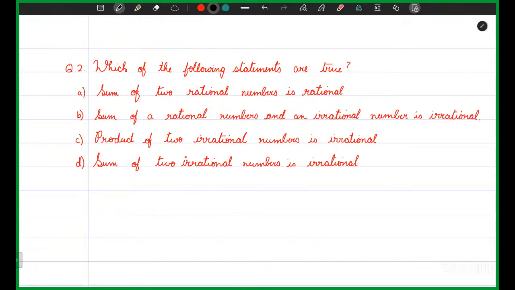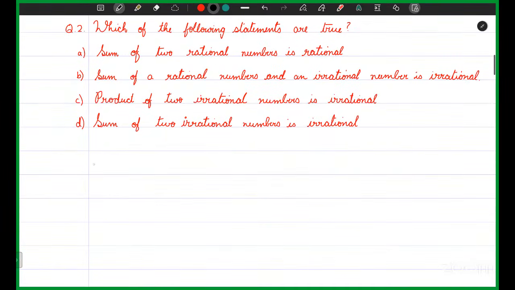There are people who say it's A and B only. Yes, sir, only A and B. Any other sets of guesses? Sir, A and D. A, B, C, and D. Okay, so there are takers for A, B, C, and D.